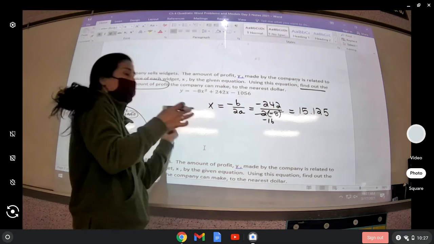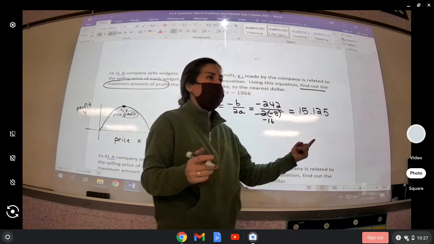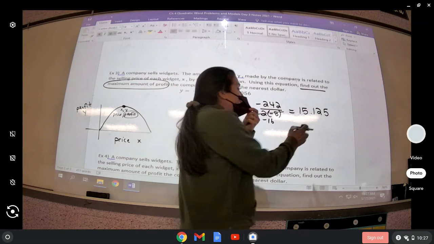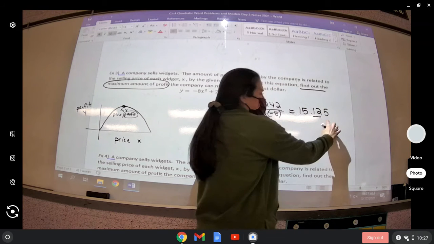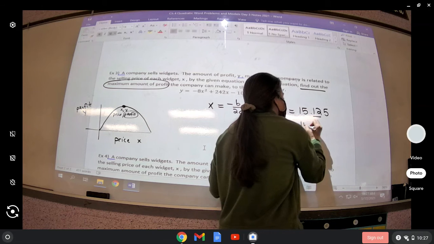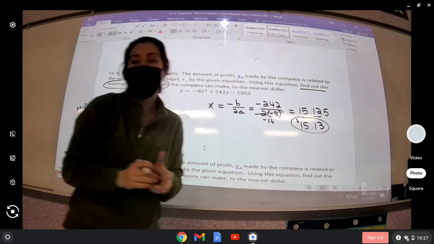Now, guys, normally, if the problem asked you to round to the nearest dollar, then I would round this to the nearest dollar and then plug it in. But because we're dealing with money, and this is the perfect price, I would still round to the nearest cent, get that perfect price. So in this case, it's 12 cents, but since it's followed by a 5, I would round that to 13 cents. So $15.13 is your perfect price.